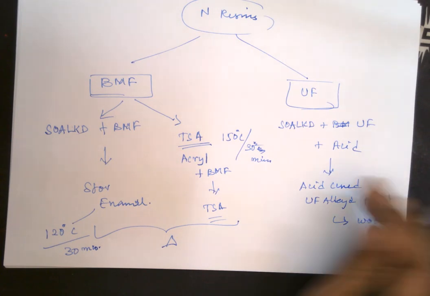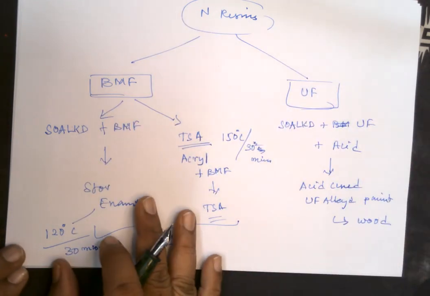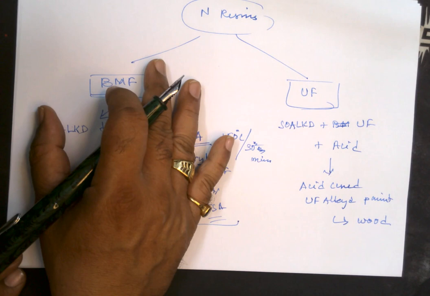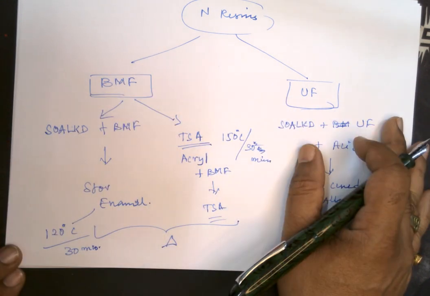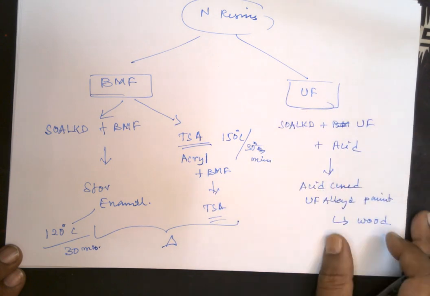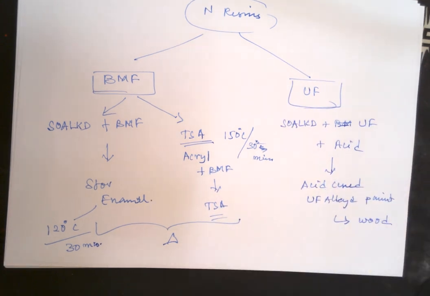So I hope you have a rough idea about the usage of melamine formaldehyde in the stoving system and the acid cure system where urea formaldehyde is used.